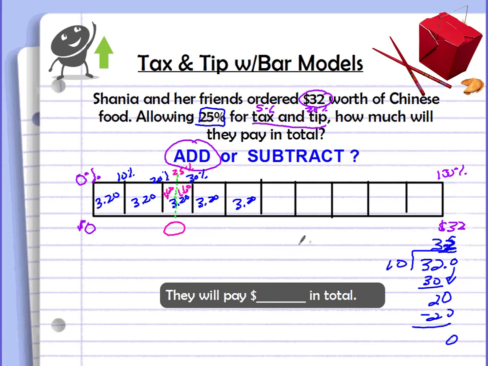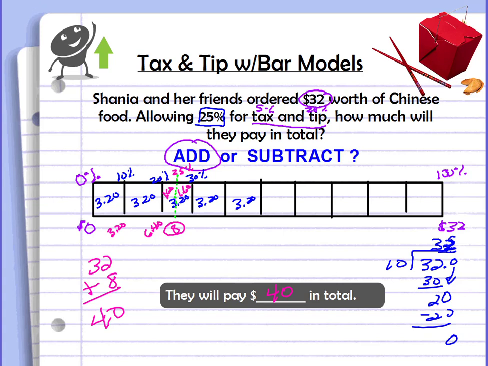So to find our 25%, we look here. 10% is $3.20. If we add another $3.20, we get $6.40. That makes 20%. Then add the $1.60 and you get $8. So for tax and tip, we're going to pay $8. But that's not the total. We need to add it to our $32 cost. So $32 plus the $8 is going to be $40. So they're going to pay $40 in total for their Chinese food. And that includes the tax and the tip.